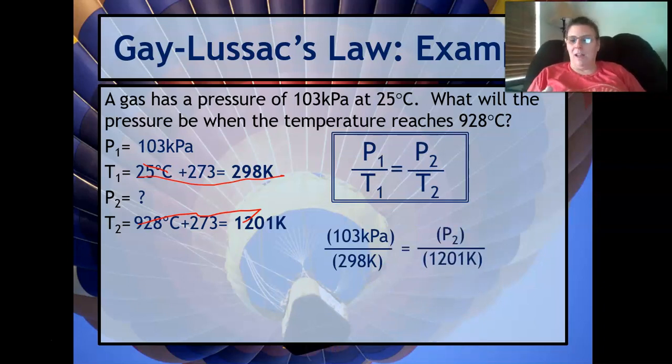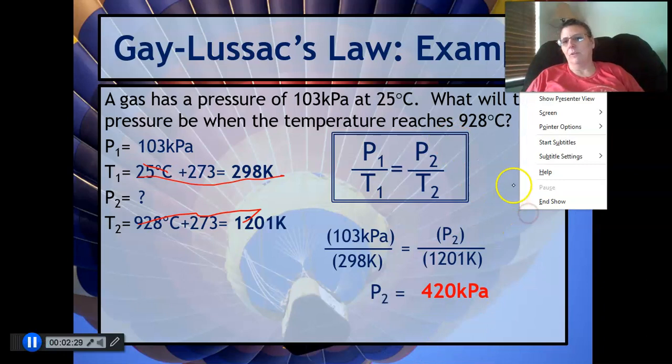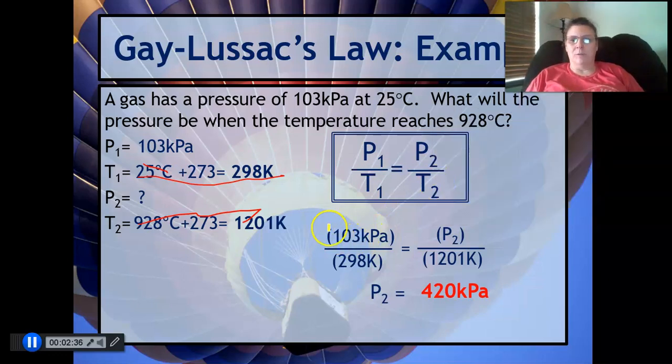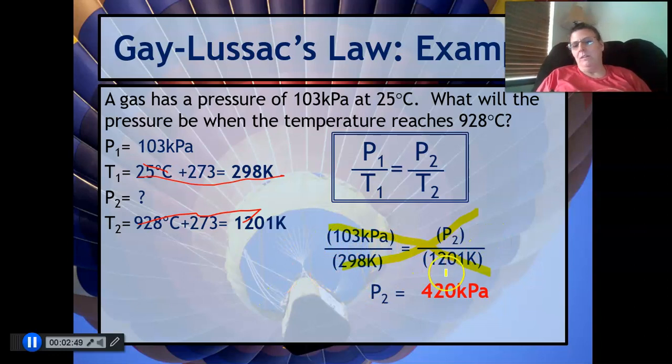What I like to do is cross multiply. Take these two things and multiply them, and then take this here and cross multiply. Whatever I get for 103 times 1,201, I divide by 298, okay? And I get 420 kilopascals.